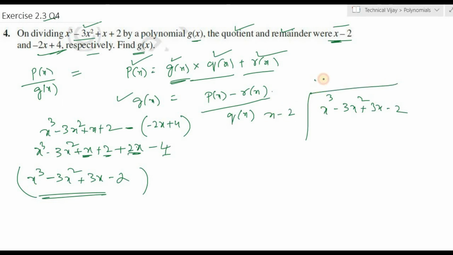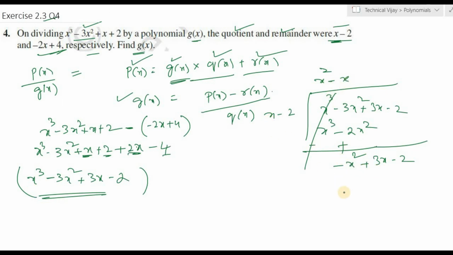Same thing. Here x square, this is x cube minus 2x square. So minus plus, this is cancelled, plus minus, this is minus x square remaining, plus 3x minus 2 is there. Okay, x square is there, x is there, one more x, minus x. So minus x into plus x, minus x square. Minus into minus plus, plus 2x.